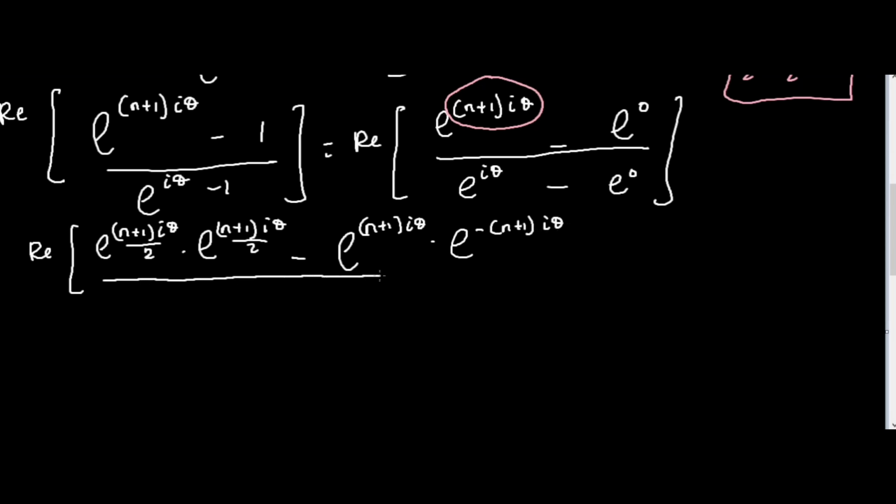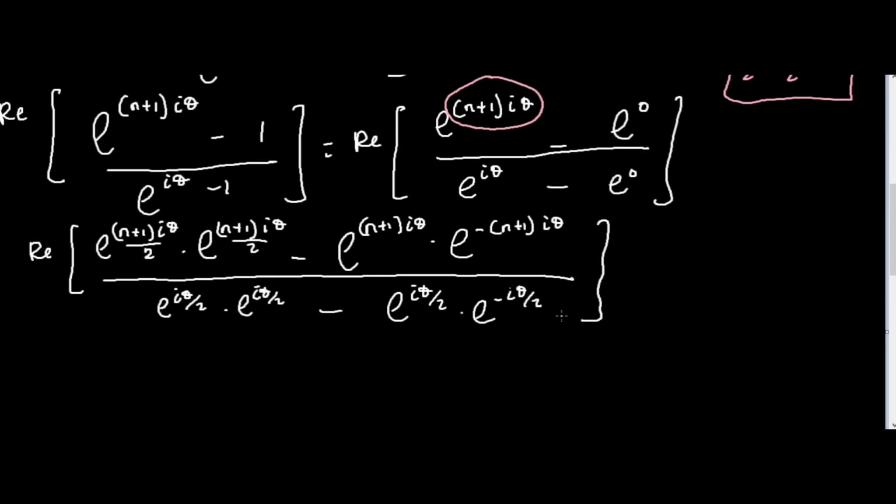So over e raised to power, I want to split that into 2 also. e raised to power I theta over 2 times e raised to power I theta over 2. So minus e raised to power I theta over 2 times, this is not a minus, e raised to power minus I theta over 2. Do you grab that? So that's where I found myself. Okay, so then I can factorize, right? I can factorize.